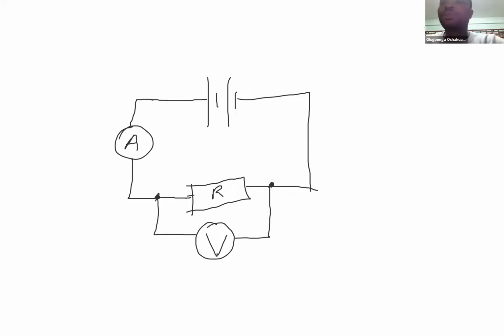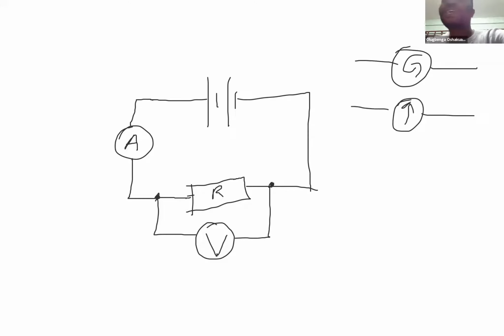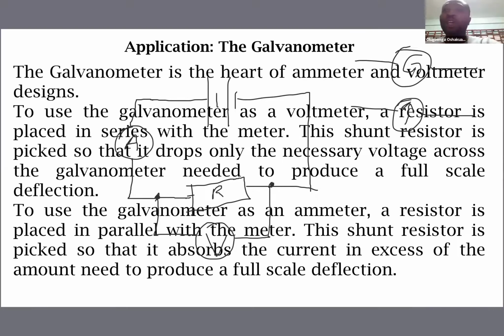So how do we make a galvanometer work in this way? The galvanometer, usually referred to as G, is designed to detect small current flow, just small current flow. So to use the galvanometer as a voltmeter, a resistor is placed in series with the meter.